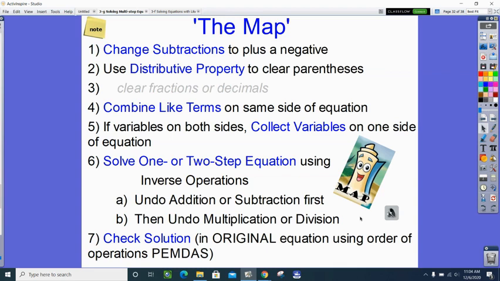And then finally, you're going to check your solution, and you always check it in the original equation, and you use PEMDAS. You don't use distributive property. You don't use opposite operations. You do the math on the left using parentheses, exponents, multiplying, dividing, or adding, subtracting, and then use PEMDAS on the right.